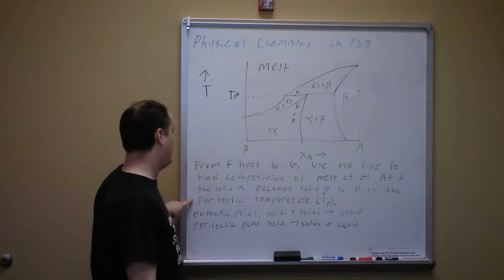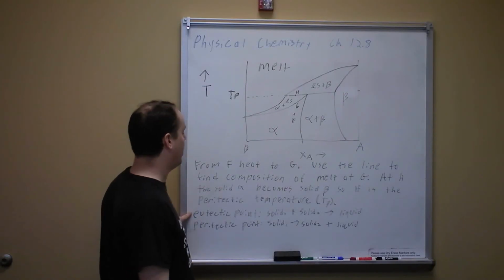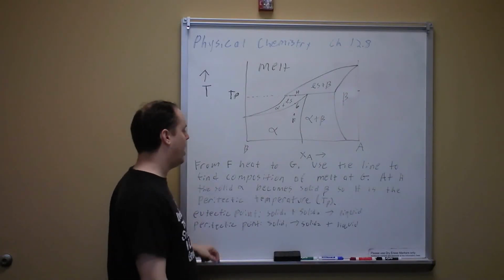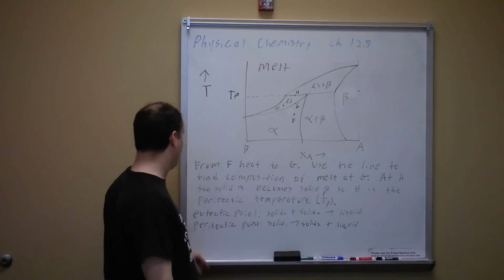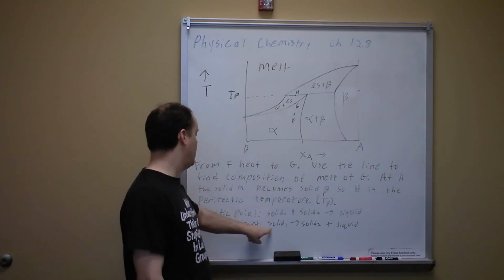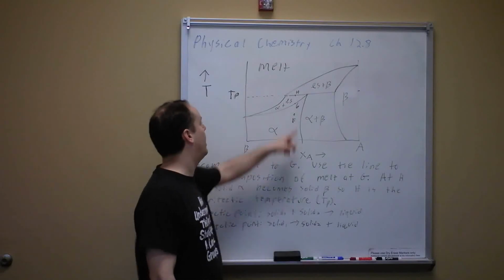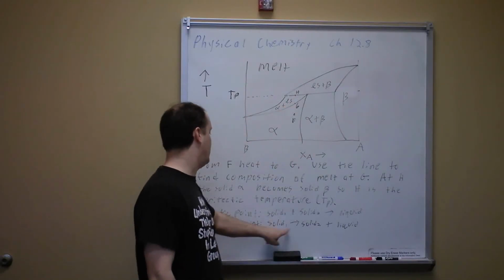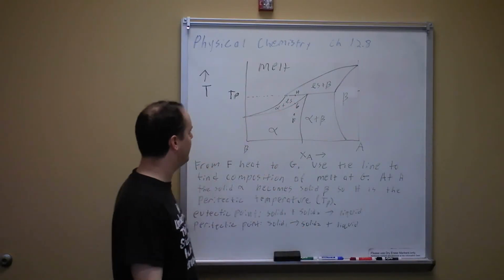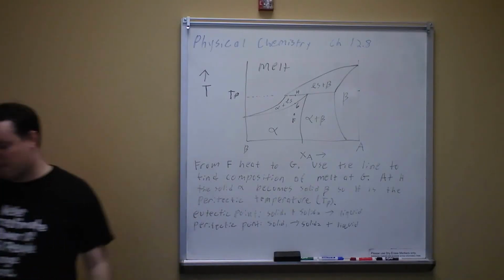Remember when you had a eutectic point, you had two different solids, and then when you heated them up, they became liquid. At a peritectic point, you have your solid. Well, actually, you have liquid in there too, but if you heat up this solid, it becomes a different solid and liquid.